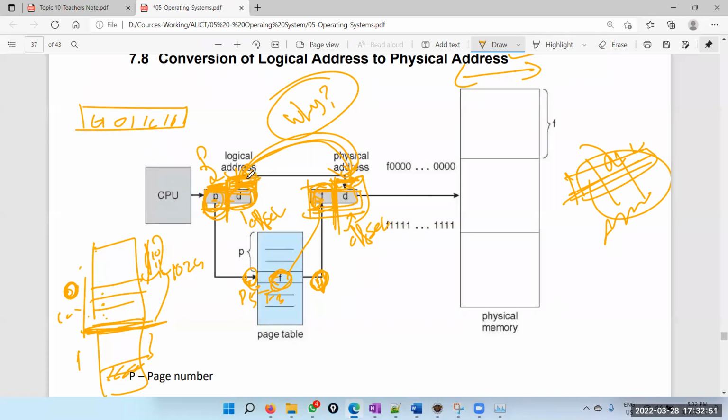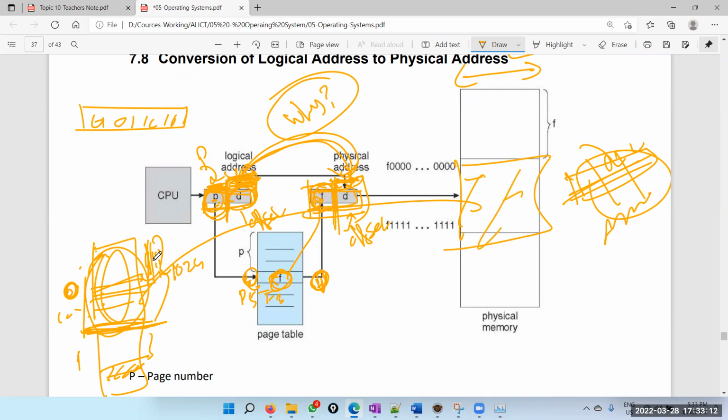So therefore, this is the offset. This page, this offset. Now I told you that page size and frame size is the same because the page is going to land in a frame. So when a page is landed in a frame, this offset is not going to be changed because the data is just going to be copied here.